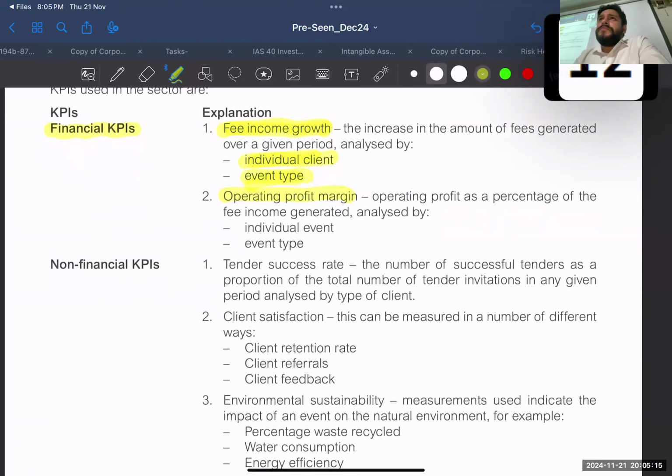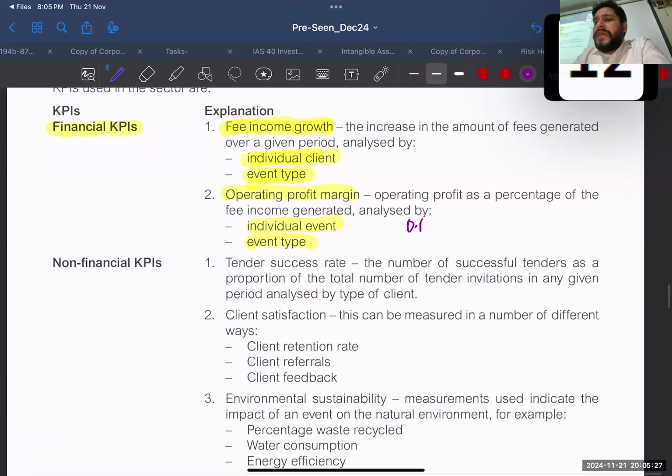Operating profit margin. Operating profit margin as a percentage of fee income generated is analyzed by the individual events and event type. So this means that we are dividing the operating profit by total revenue, multiplied by 100. So now you are going to read it like this: for every 1 rupee of revenue, how much operating profit are they earning? And we know it well that we were earning 35 to 40% of the fee charge. That is the total ticket charge. So, we can easily identify this.